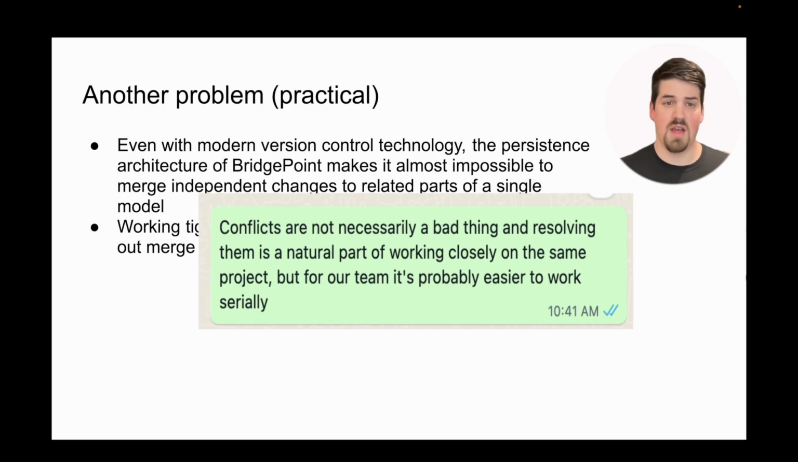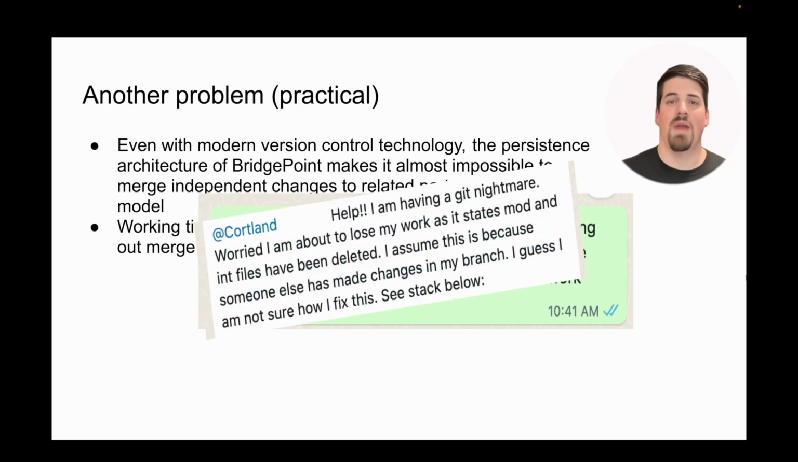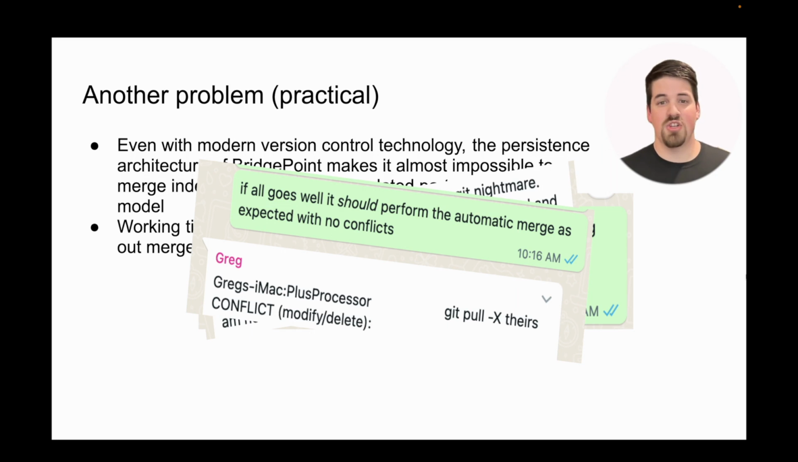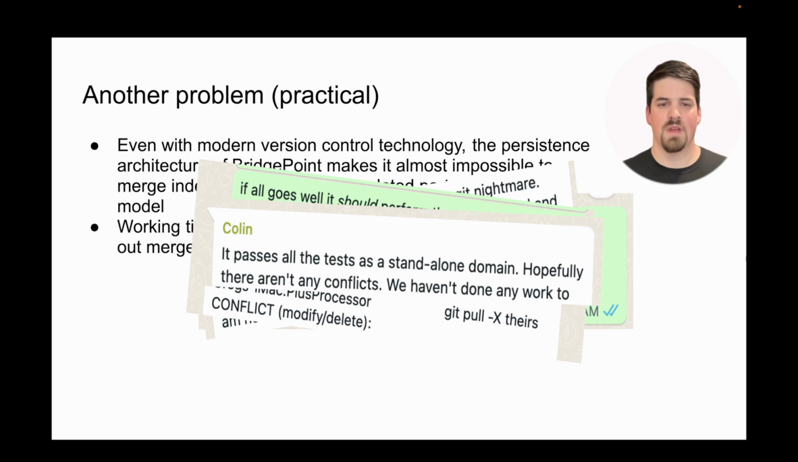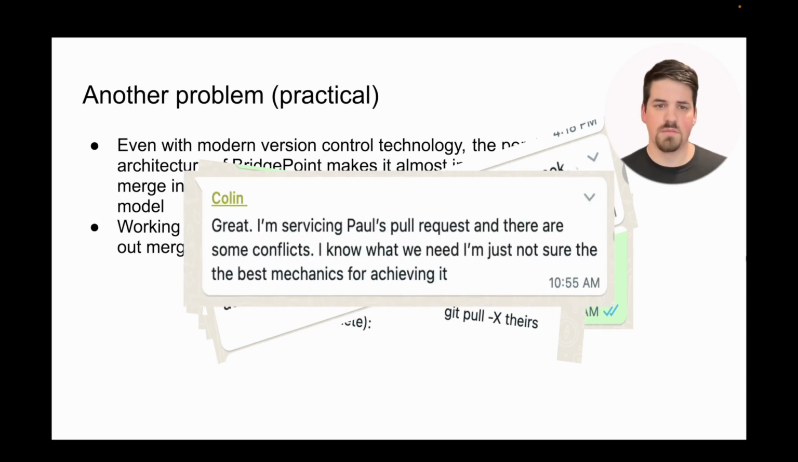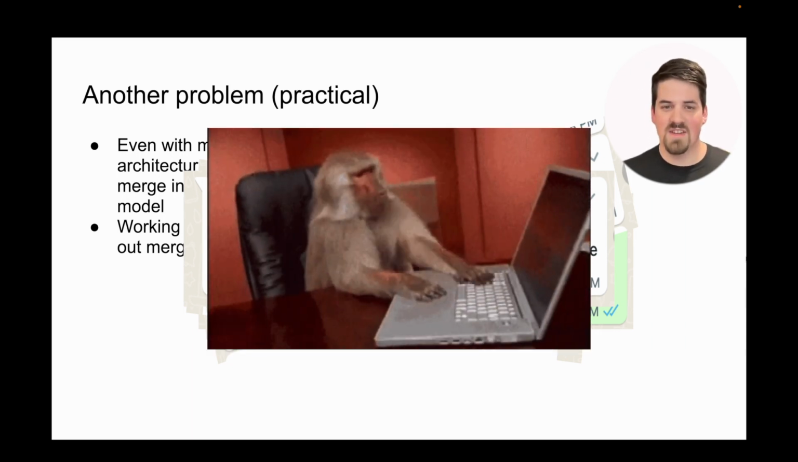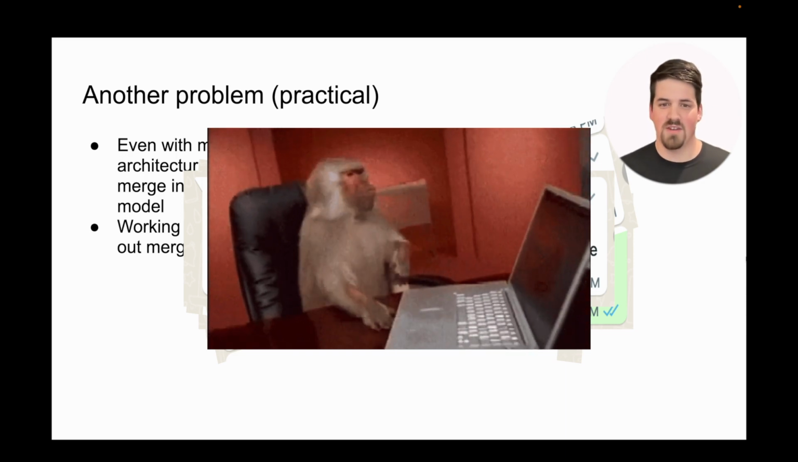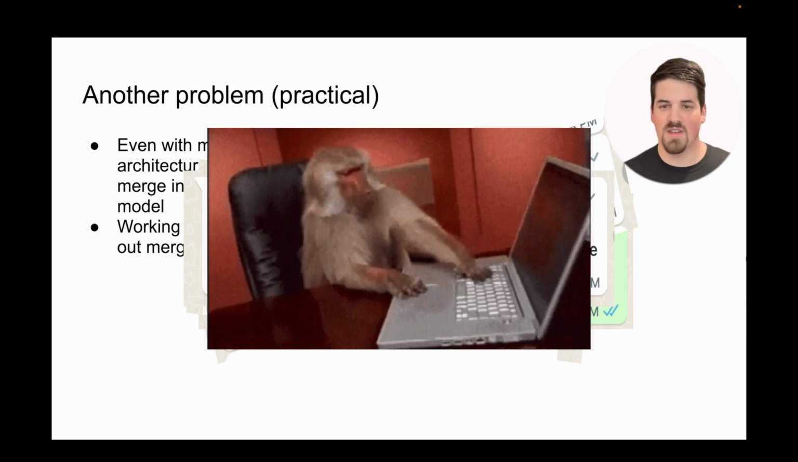I say that conflicts are not necessarily bad, but for our team, it's probably easier to work serially. Help, I'm having a Git nightmare. It should perform the automatic merge with no conflicts. Conflict. It passes all the tests. Hopefully there aren't any conflicts. After getting some merge conflicts resolved, I can move on. Great, I'm servicing the pull request. There are some conflicts. I know what I need to do, but I don't know how to do it. And here's some actual footage of Colin and Greg at their computers trying to solve these merge conflicts.